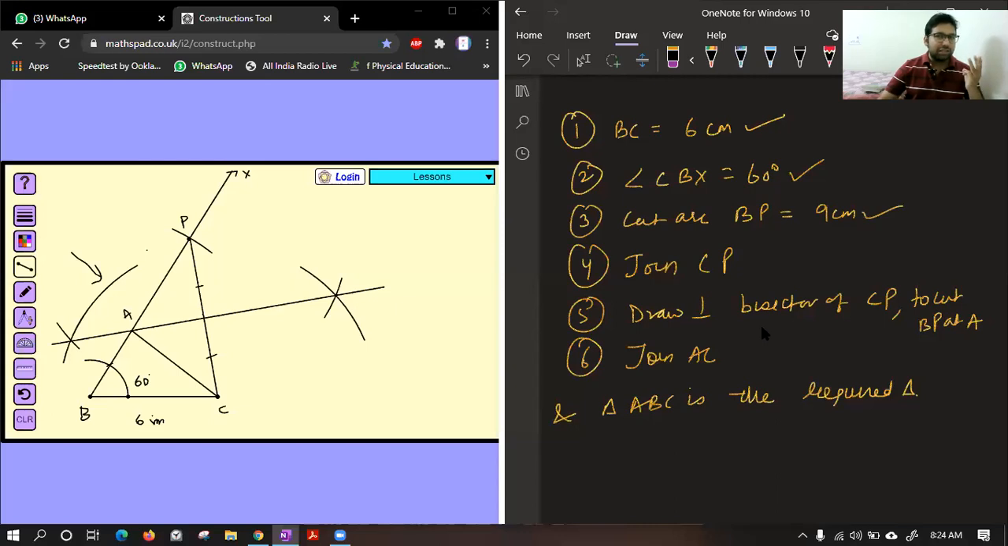Third step is the length that was given to me, sum of two sides. I have cut an arc of that length and I have named it a new point P, and I said BP is 9 centimeter. Fourth step is I join this point P with my third vertex C. After that, I have drawn a perpendicular bisector of CP, which will be cutting my BP at A. And this is the required vertex A. Now I will join A and C, and this is my required triangle.